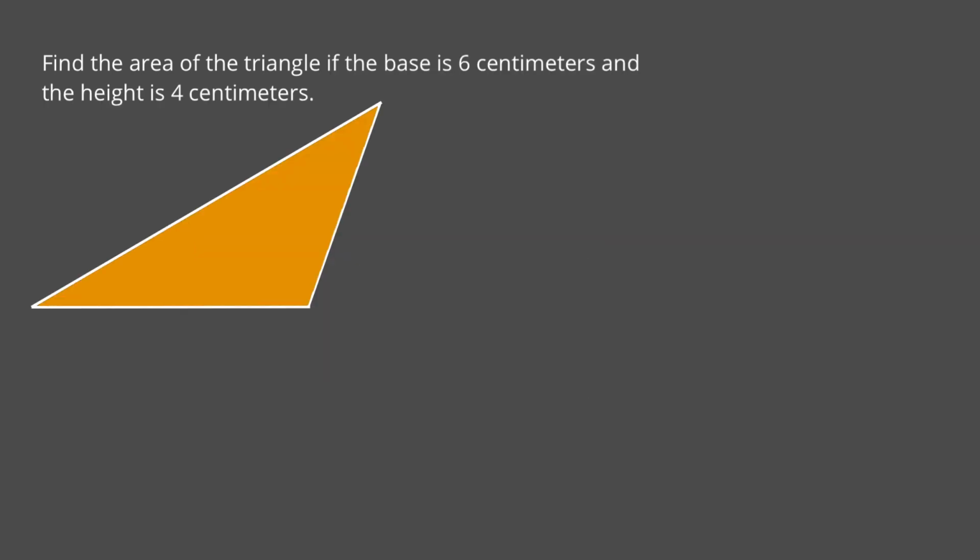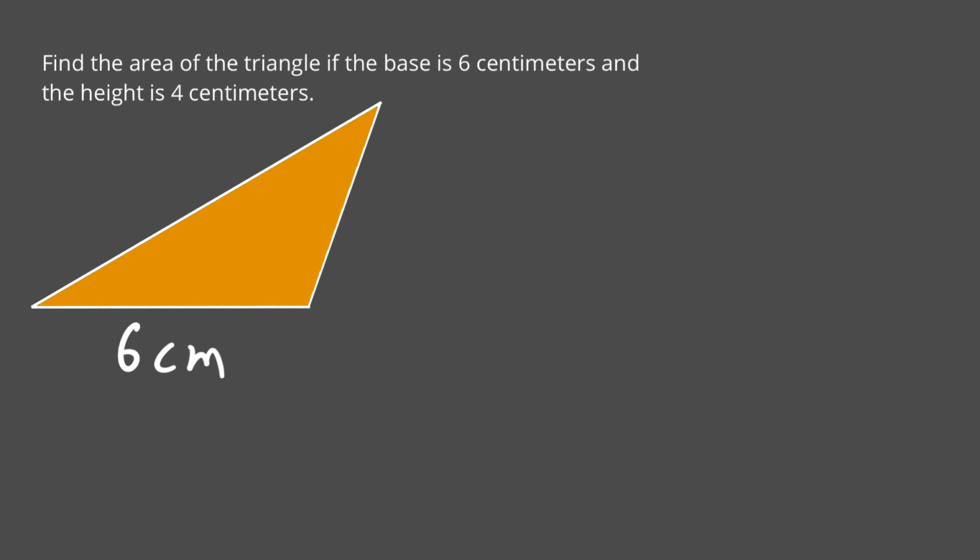All right, and our final example is going to be a word problem. Find the area of the triangle if the base is 6 centimeters and the height is 4 centimeters. In this case, we wouldn't even have to draw the triangle because they give us the base and the height. But to visualize, let's write it out. The base is 6 centimeters, and the height is 4 centimeters.